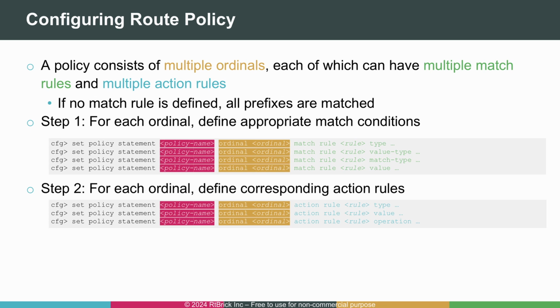Each ordinal must also have one or more action rules. These are also assigned integer rule numbers. However, unlike match rules, action rules are executed in the order of their rule numbers, meaning that a later rule can override an action applied earlier. Each action rule must have an operation assigned. This can be return permit to accept the route or return deny to reject it. There are also operations to modify route attributes. Depending on the defined operation, you may need to specify a type and a value. For instance, return permit simply accepts the route without any additional parameters, while adjusting the IGP metric requires setting the type to IGP metric and the value to the desired metric.